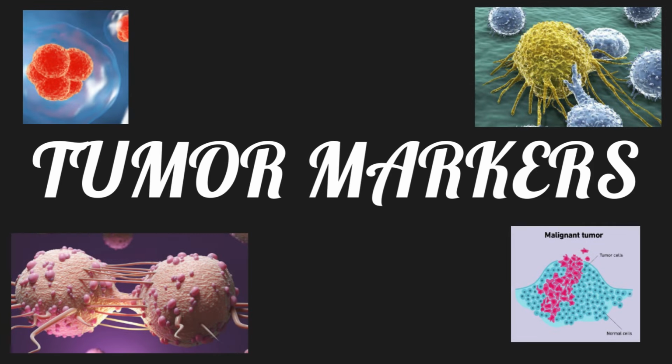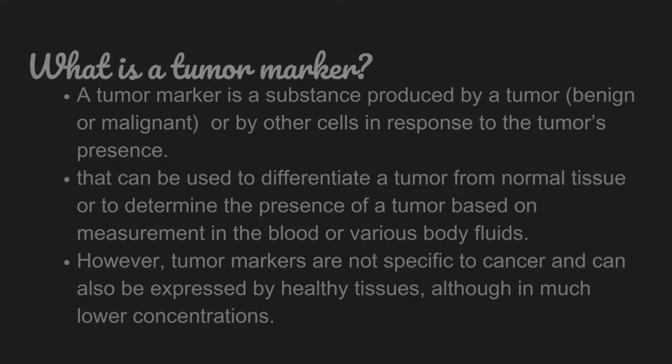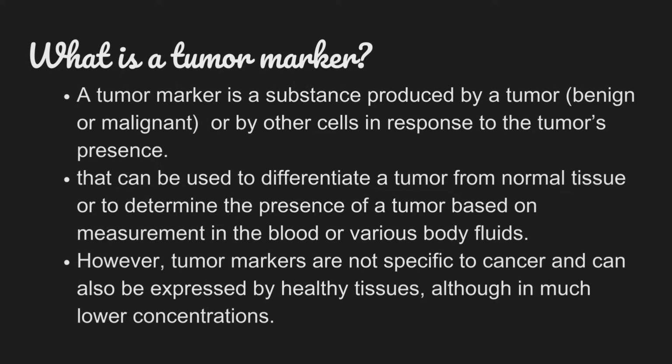Tumor markers. What is a tumor marker? A tumor marker is a substance produced by a tumor, benign or malignant, or by other cells in response to the tumor's presence, that can be used to differentiate a tumor from normal tissue, or to determine the presence of a tumor, based on measurement in the blood or various body fluids.